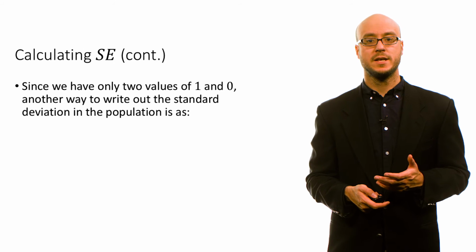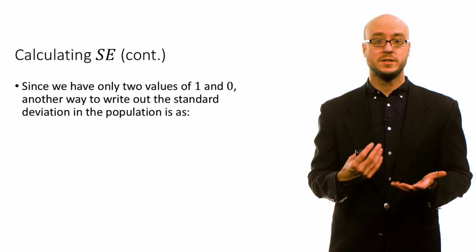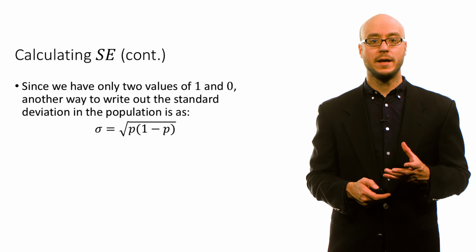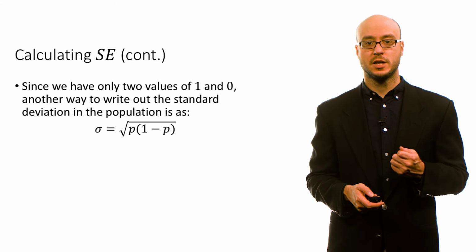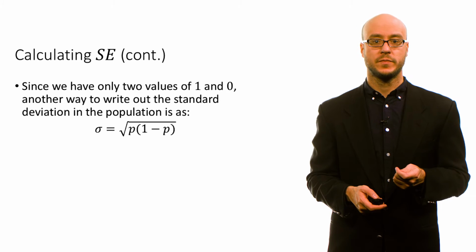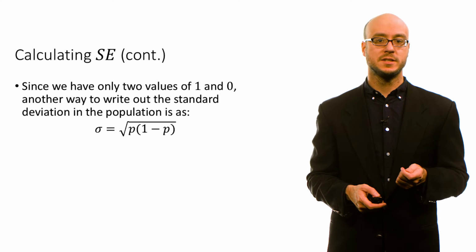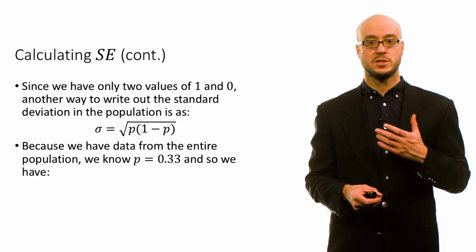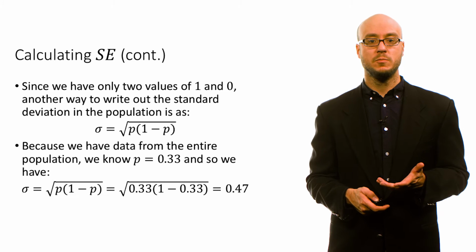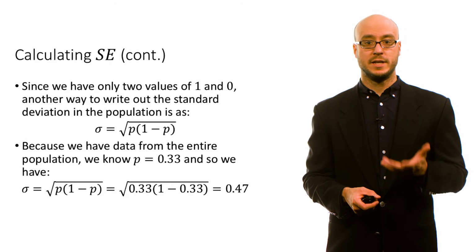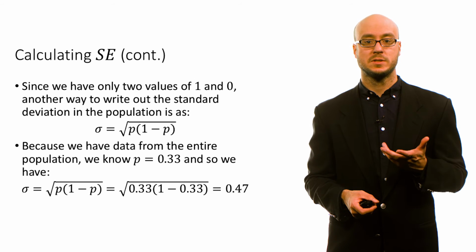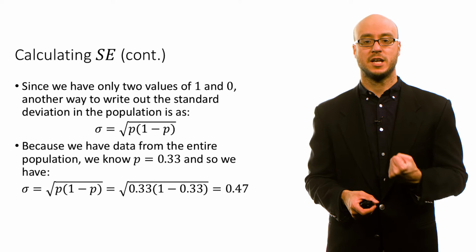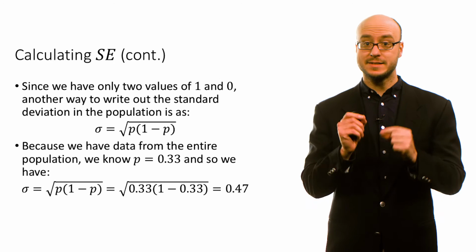Now since we only have two values, 1 and 0, we can actually write out the standard error in a slightly different way. We can use this notation: sigma equals the square root of p, the proportion of successes, times 1 minus p, the proportion of failures. Since we know p equals 0.33, we take 0.33 times 1 minus 0.33, which is 0.67. We multiply those two values together and take the square root, and we get 0.47. That's the same as before.